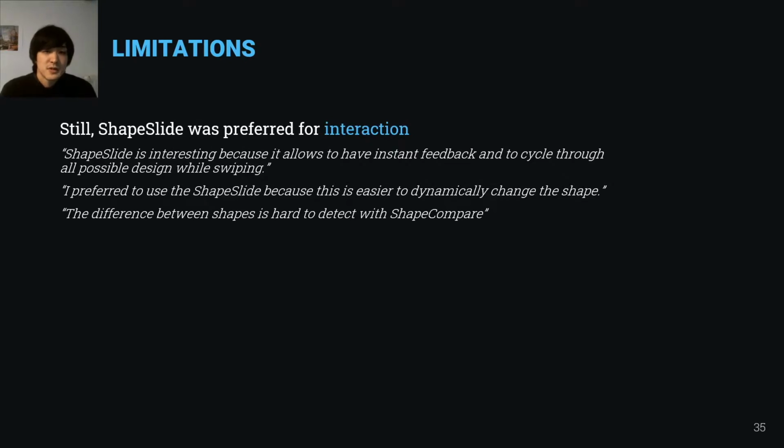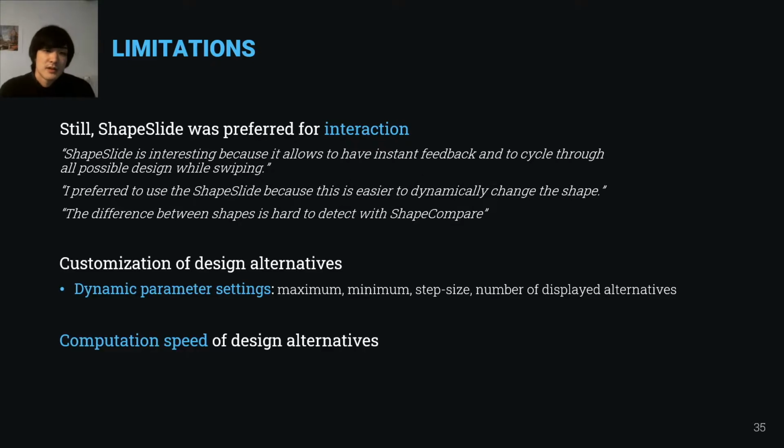While the participants preferred ShapeCompare for communication, some of them preferred ShapeSlide for interaction. They liked changing the shape by swiping gestures without moving. Also, it was helpful for them to notice a slight difference between shapes. The current system is a research prototype, and there's a lot of space to explore and improve functionality. For example, the system should support the customization of design alternatives. Also, the system should reduce the computation time of design alternatives.